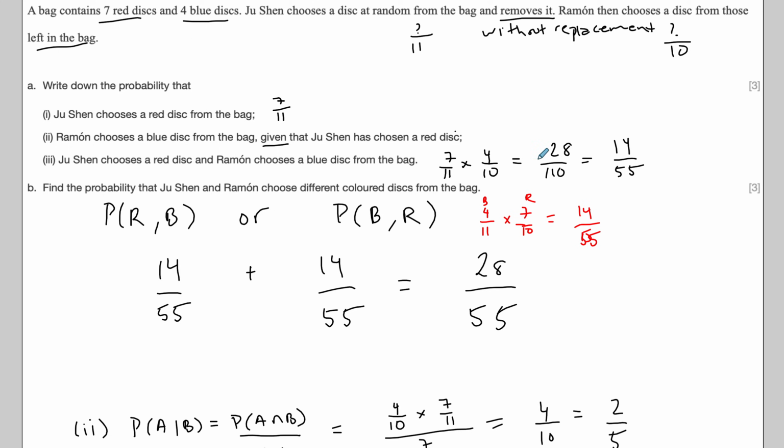So hopefully this was clear and an easy question to do. This is a paper 1 type question.